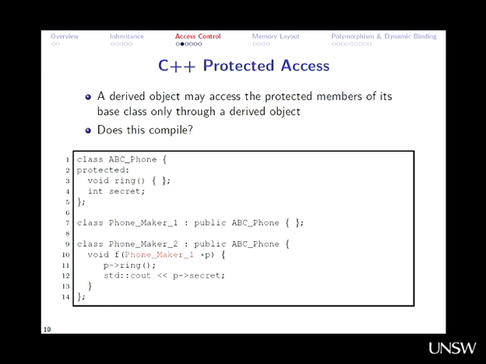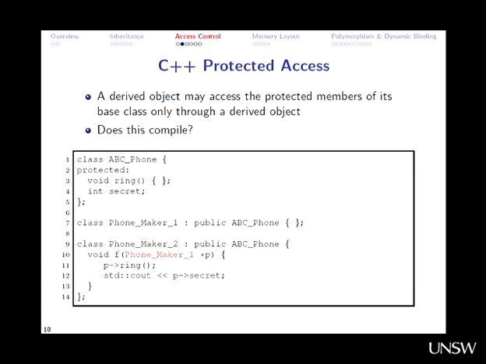PhoneMaker 2 has also inherited ABC Phone, but a PhoneMaker 1 and a PhoneMaker 2 are different objects. So even though the function takes in this pointer to this PhoneMaker 1 object, inside the class PhoneMaker 2 it can't use p pointing to ring because, as you correctly point out, that belongs to that class, it's protected, we're outside of that class, in a different class, so it's not going to compile.